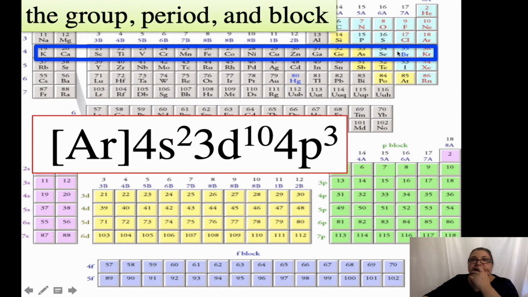Okay, and the next one, argon is right here, so we go to the row below it. 4s, argon is 18, we have 4s.